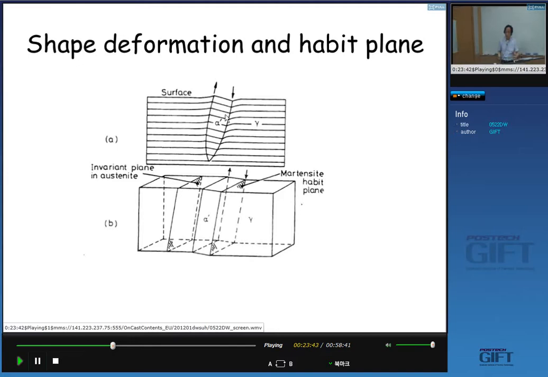When you look at the papers or other things on the martensite transformation, you frequently hear about the habit plane. The habit plane means the invariant plane between the martensite and parent austenite, which is not affected by the deformation during the transformation.